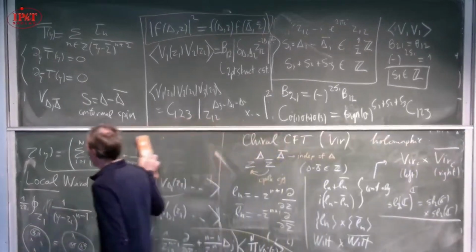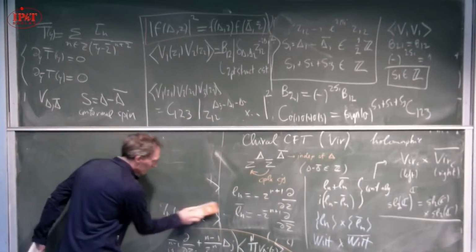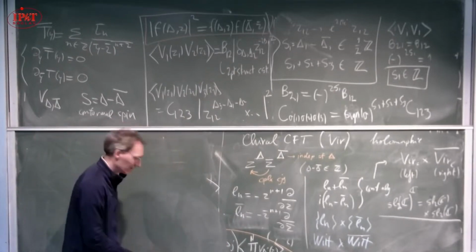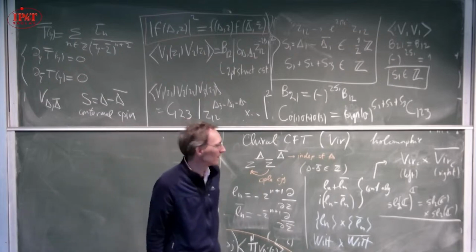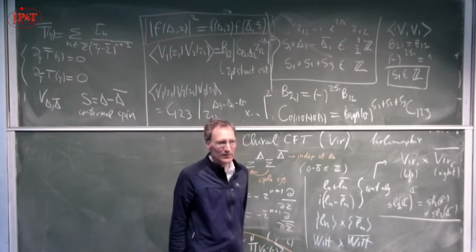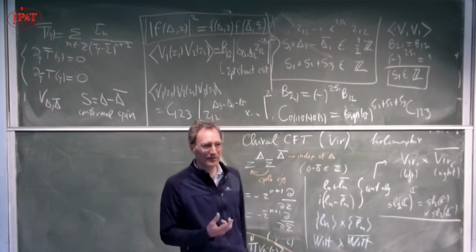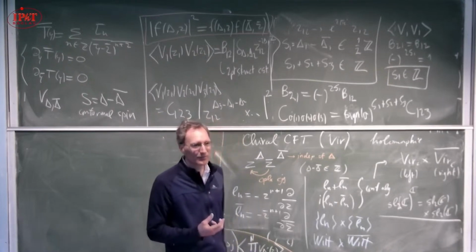Can you show that B12 is non-zero? Another solution would be that this constant is 0, right? Right. But typically, if you have a field with a 0 2-point function, its correlation functions will tend to vanish, so it will decouple.